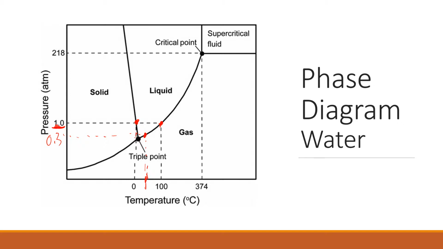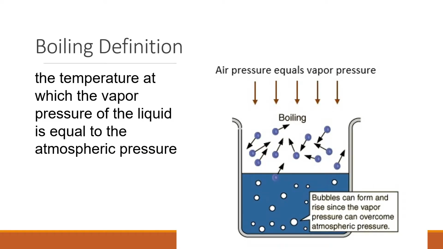Okay, and then there's this thing called the triple point, which is where all three phases, solid, liquid, and gas, exist. Think about it: if you ever had one of those places where you can stand in three states at the same time, that's basically what the triple point is. This thing up here is called the critical point, which is a point where you can't be anything but a gas anymore. There's some other things there. All right, so remember, boiling's definition is when air pressure equals vapor pressure. And if we took air pressure away, then it's easier for things to boil.